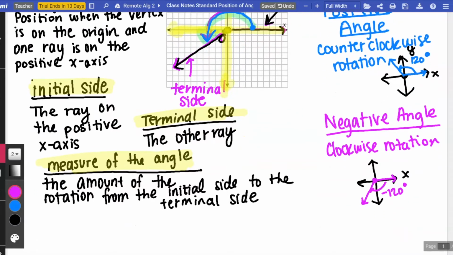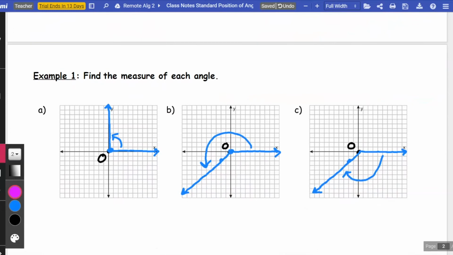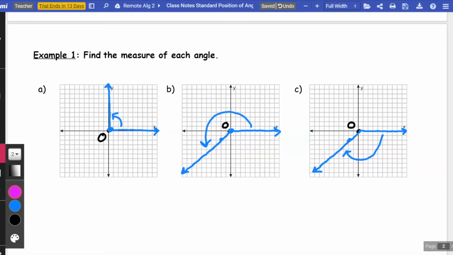All right, let's apply this information to some examples. So we're going to find the measure of each angle. I have each angle already drawn for you, and we need to determine how many degrees these angles are. When you talk about the measure of the angle, you want to make sure that you pay attention to whether or not the angle was rotated clockwise or counterclockwise. Because remember, counterclockwise is positive, and clockwise is negative.